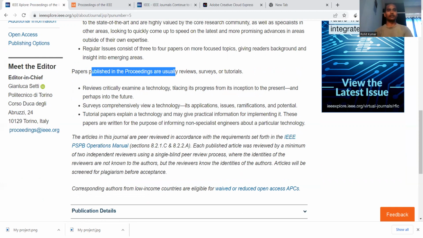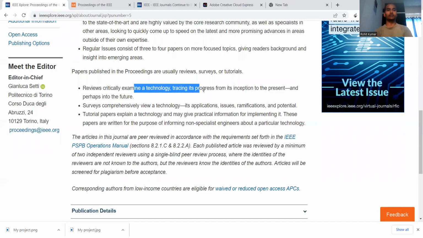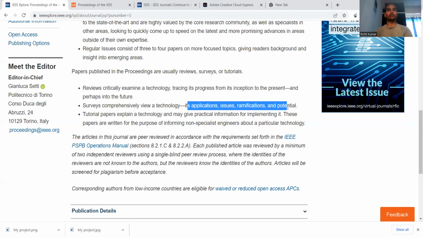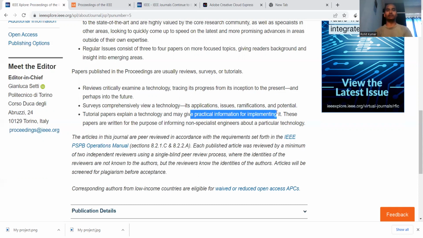In review articles, your work should critically examine the technology, tracing its progress from its inception to the present. If you are writing a survey, then it should comprehensively view the technology, covering its applications, issues, ramifications, and potential. And if you are planning a tutorial paper, then it should discuss practical implementations and information.